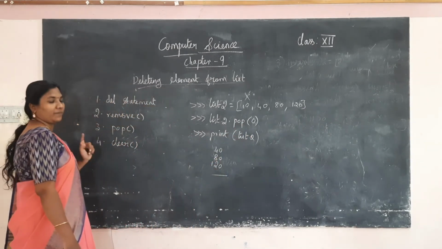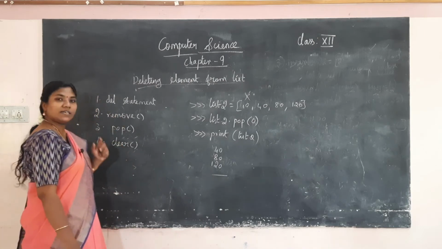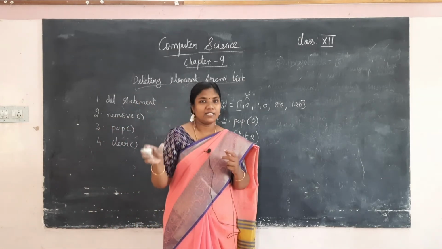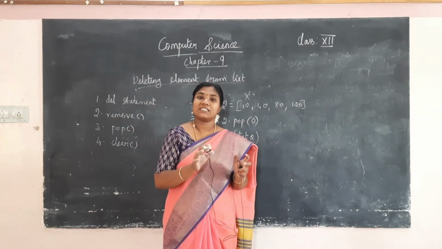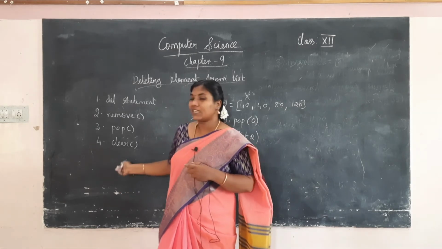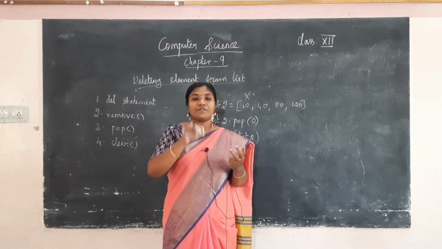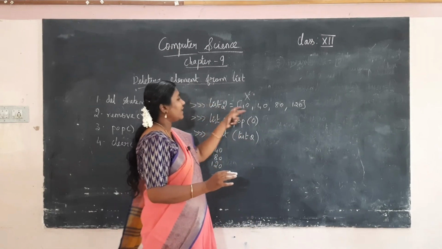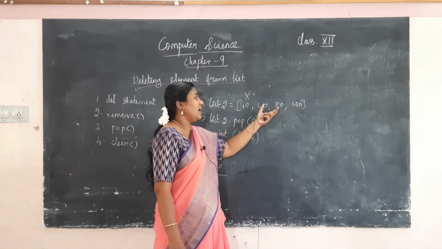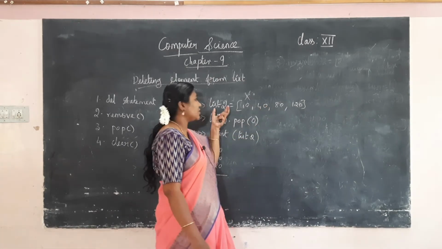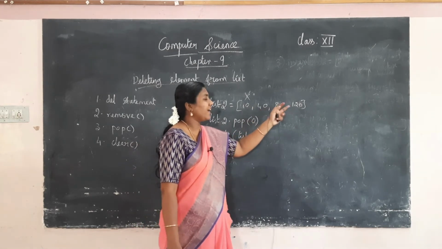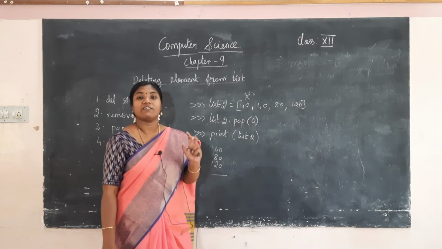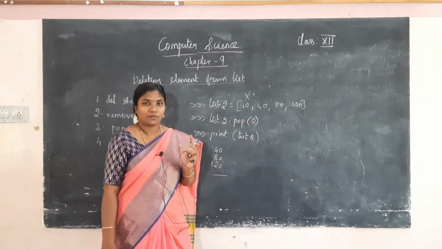And next, clear. So this is also similar to the remove function, delete function. But once you give del and a particular list name, I have said that the entire list will be deleted. But when we are using the clear function, only the elements of the list will be deleted, the list will sustain. Okay. So if in list 2 I am having 4 elements, and I give list 2 dot clear, only these 4 elements will be deleted, list 2 will remain, that is, it will remain as an empty list.